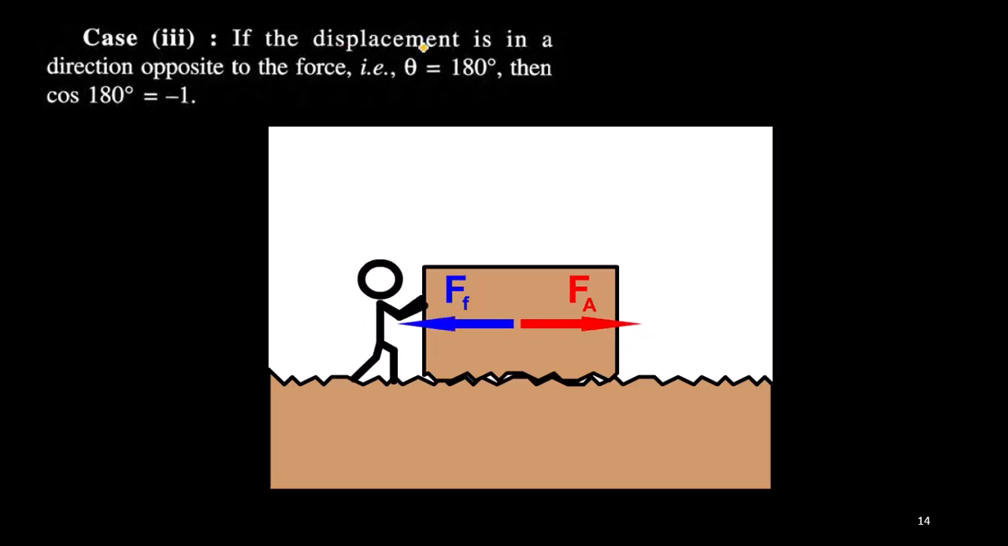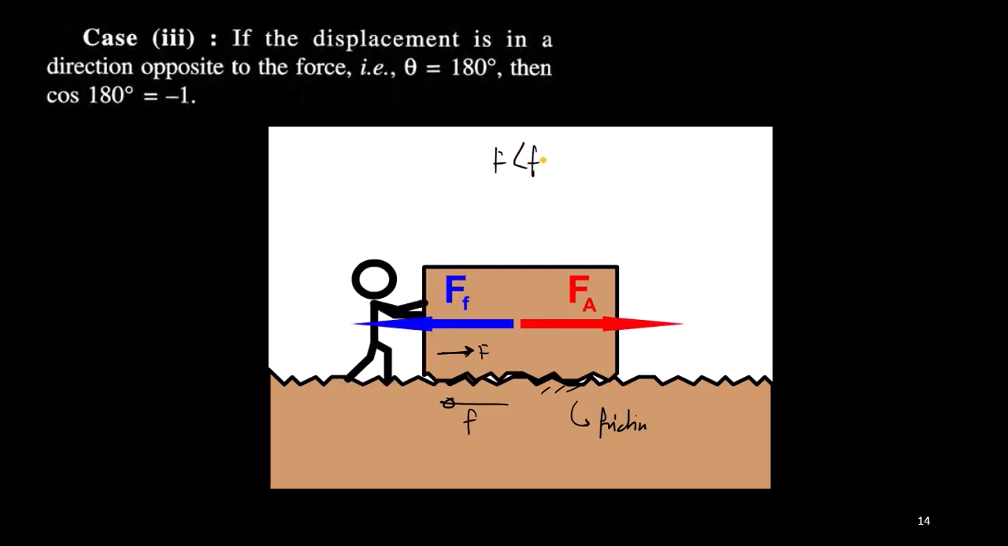Now, consider the displacement being in the direction opposite to the direction of the force. This guy is pushing the block with a force of, let us say, F, but the block is not moving. Why? Because there is friction on the side, and the friction is trying to oppose this. So I am applying a force of capital A, and friction is providing an equal and opposite force of small a. If capital A is less than small a, then the body will not move.